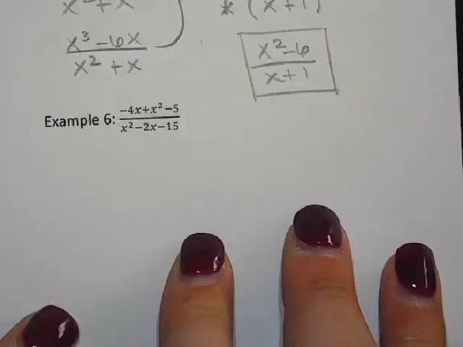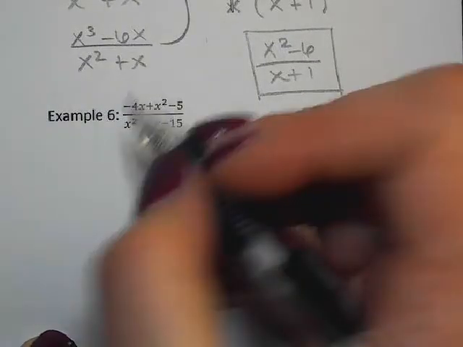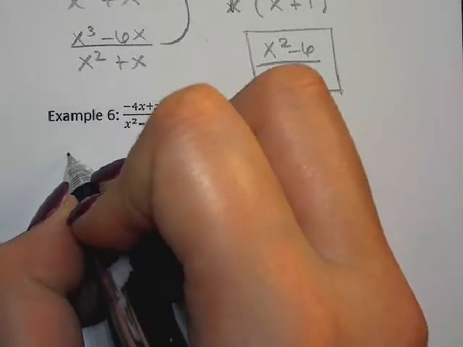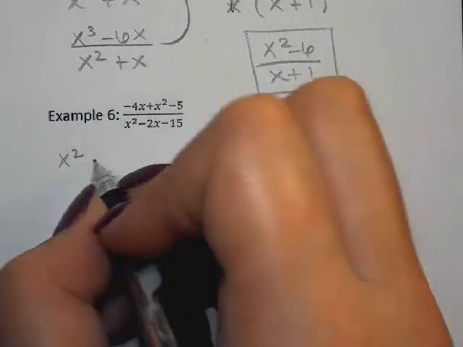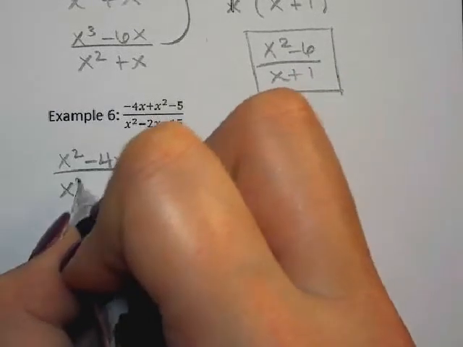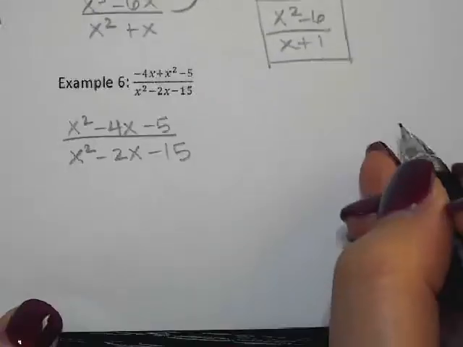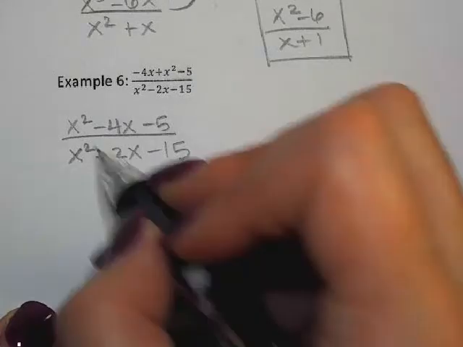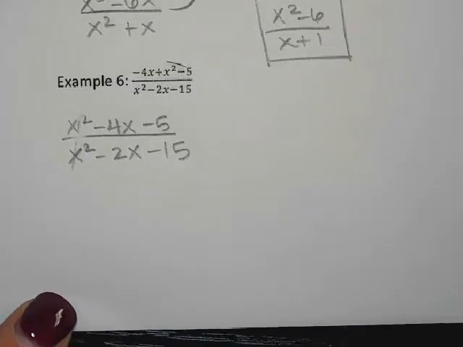All right. Example 6. What do you guys notice? Yeah, the top is not in order, so we have x squared comes first. Then what? Okay, then what? All right, and then on the bottom we have x squared minus 2x minus 15. Do we cancel the x squareds? Nope, that would kill a puppy. Good catch. So what do we do?